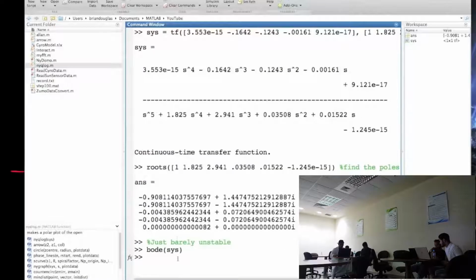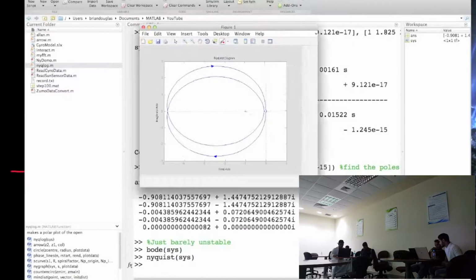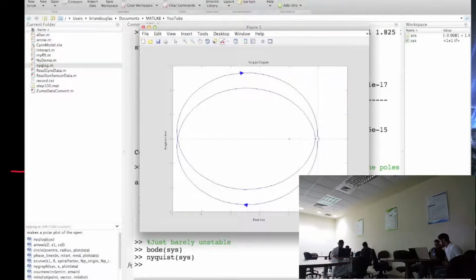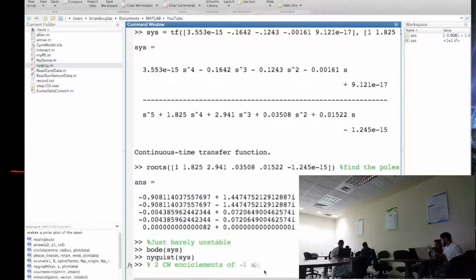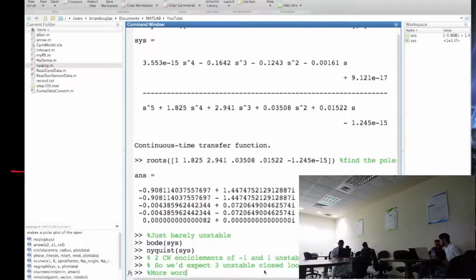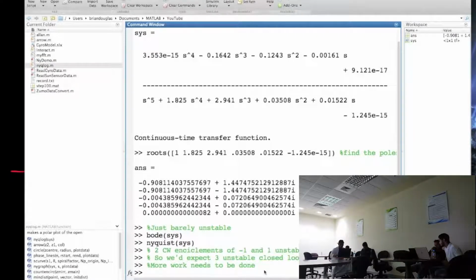And if we do this, you can see very easily that there are two clockwise encirclements of -1. And since there's one open loop unstable pole, this means that there is a total of 3 closed loop unstable poles now with unity feedback. So that's not a great design. So a little bit more work needs to be done. But we were able to see that very clearly using the Nyquist plot.